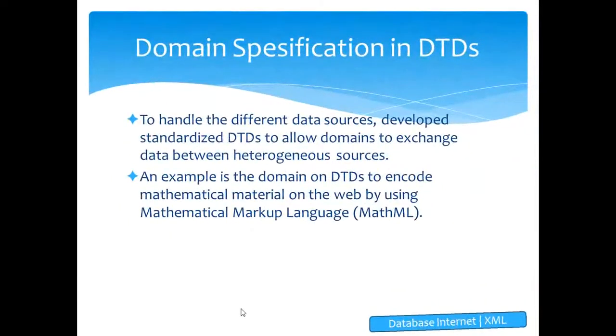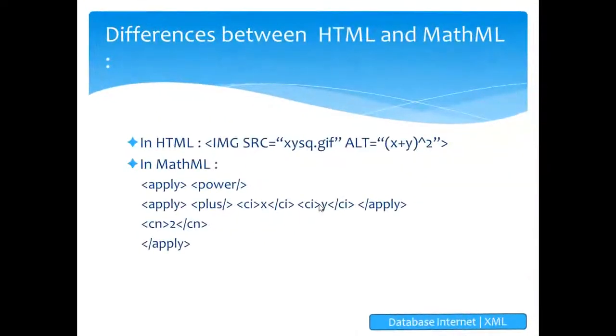The domain specification in DTDs is to handle different data sources: develop standardized DTDs to allow domains to exchange data between heterogeneous sources. An example is the domain DTDs used to encode mathematical material on the web using Mathematical Markup Language, or MathML. Here are the differences between HTML and MathML.